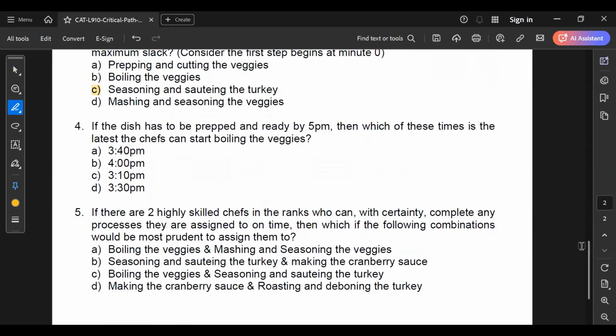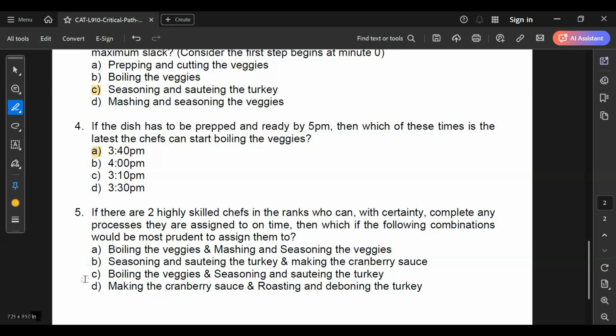Answer to question number 4 will be 3:40, because I think the latest that this particular process, the boiling of vegetables, can start. You'll see the latest start is given as 50 minutes. So 50 to 130, 80 minutes before finish, it can start. So 80 minutes before 5 p.m. is 3:40 p.m. So answer for 4 will be A.